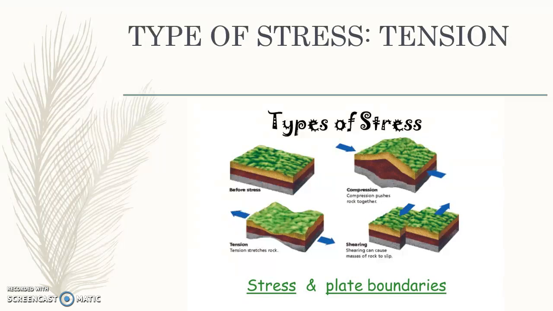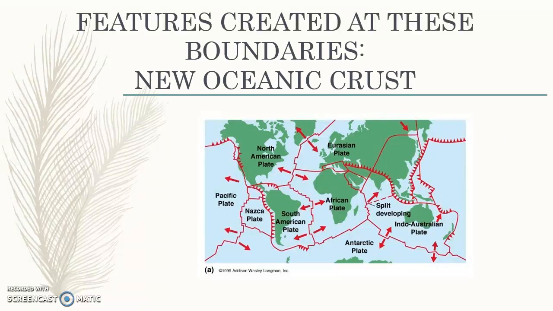The type of stress that occurs at this plate boundary is tension. And tension is when two objects move away from each other, which is clearly what's happening in the divergent plate boundary. Features that are created at these type of boundaries are new oceanic crust.